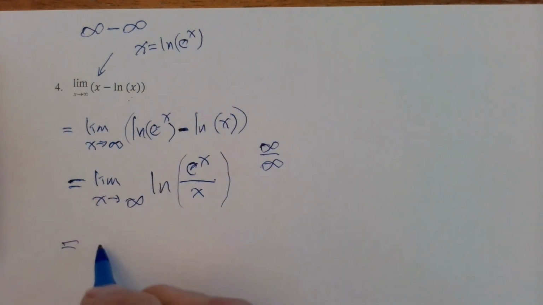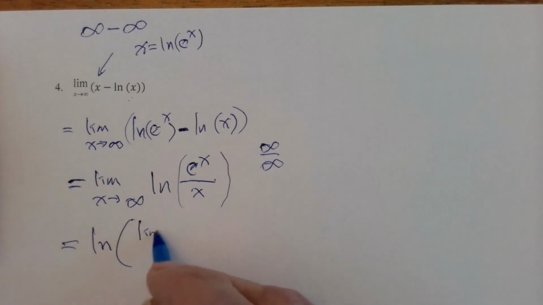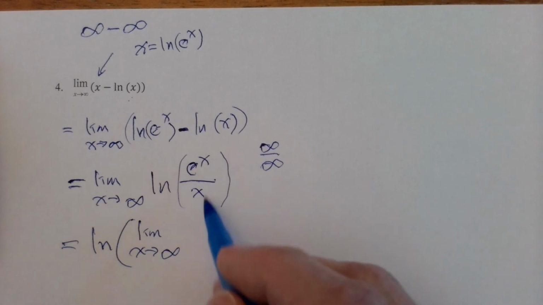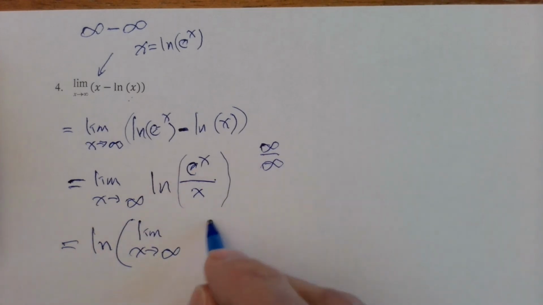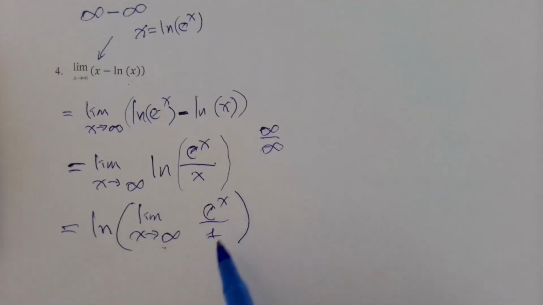So let's do two things at once. Let's bring the limit inside the log, and then let's take the derivatives of both of these, since this is an L'Hopital form. And I get this. Evaluating at infinity, the numerator goes infinite, the denominator is a constant, so I have infinity divided by 1, which is infinity. And to finish this problem, I just have to take the natural log of infinity, which of course is infinity.